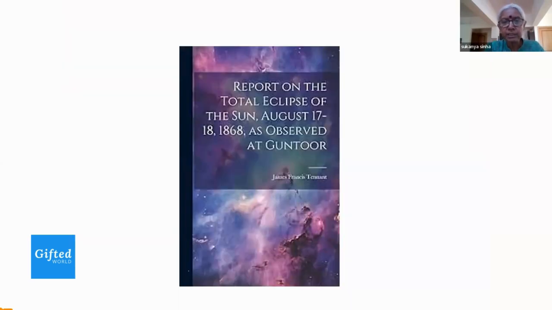And as a matter of fact, I found on Amazon that this is even available: the report on the total eclipse of the sun. Here they say August 17th and 18th. I might have gotten the date wrong. Yeah, so as observed at Guntur. So maybe I got the date slightly wrong.